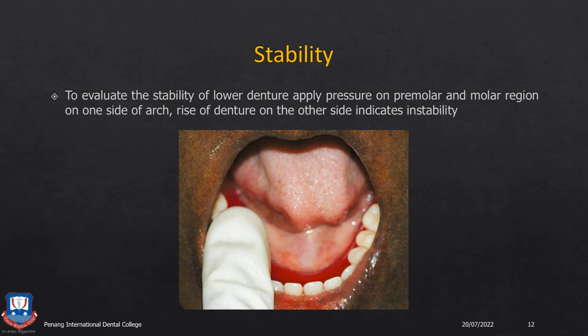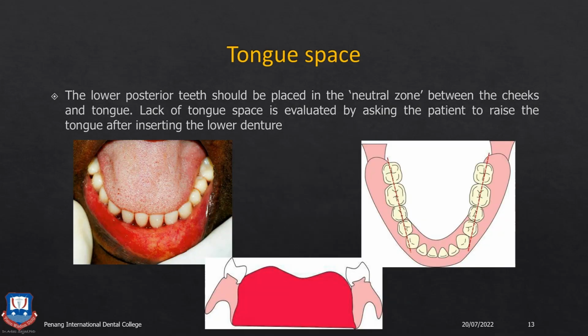Okay, and then you check for the tongue space also. As I mentioned, tongue space is very important in stability of the denture. If the tongue space is not passively provided, then it will result in the instability or displacement of the lower denture. So the proper tongue space should be provided. The level of the occlusal plane should be just below the lateral border of the tongue. It should not be at the level of the tongue at rest.